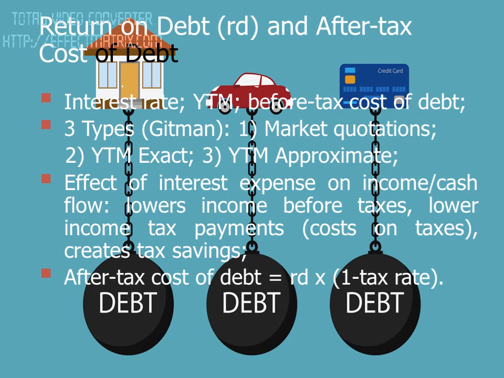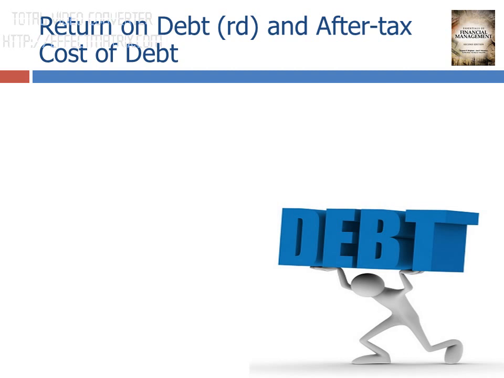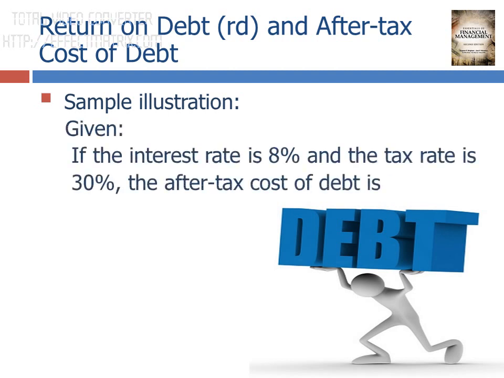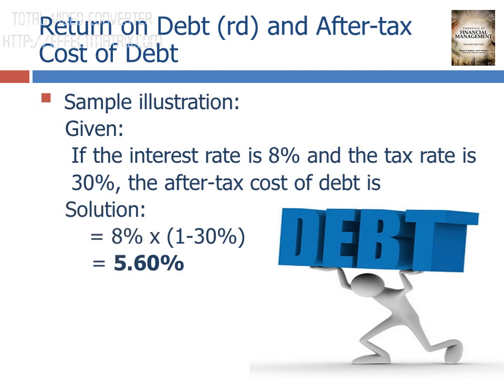Next is the sample illustration. Okay, so this is the problem. Your interest rate is 8%, the tax rate is 30%. So basically, it's easy to compute for the after-tax cost of debt. It's 8% times 1 minus 30%, or 0.7, you get 5.6%. So that is your after-tax cost of debt.